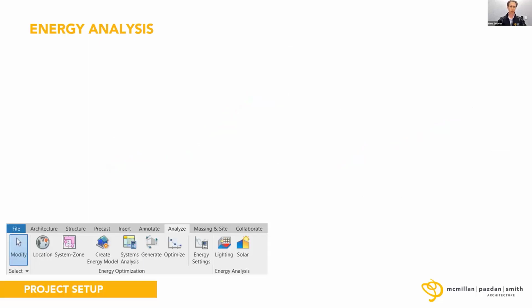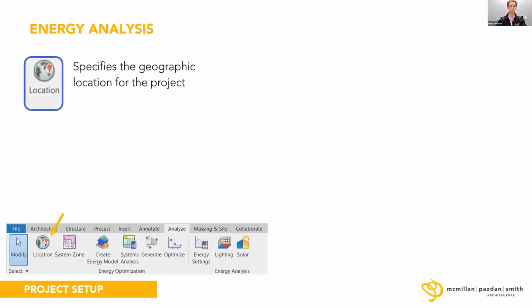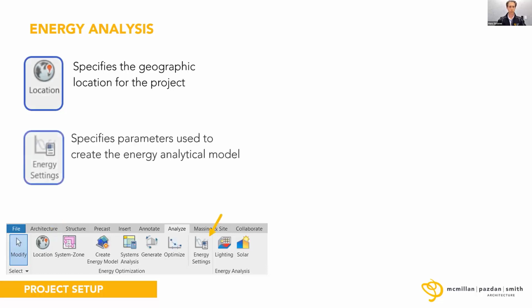So we're going to go through the toolbar itself to begin with. You can find this on the Analyze tab within your Revit ribbon. First, you're going to plug in your location. This is going to specify the geographic location of your project. Then we'll dial in some of the simple or basic energy settings.